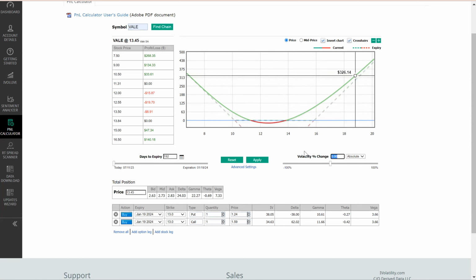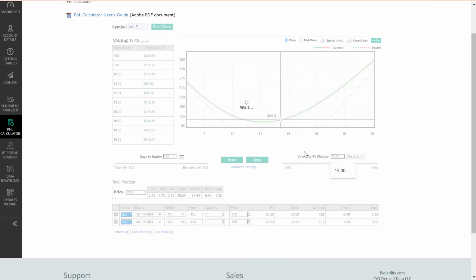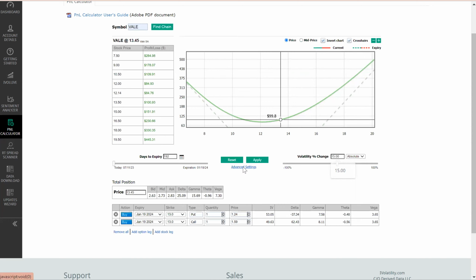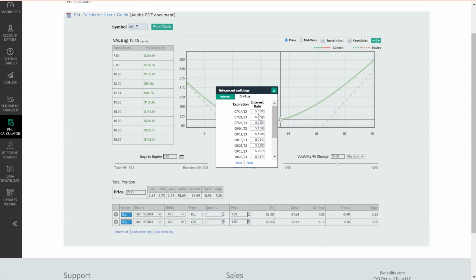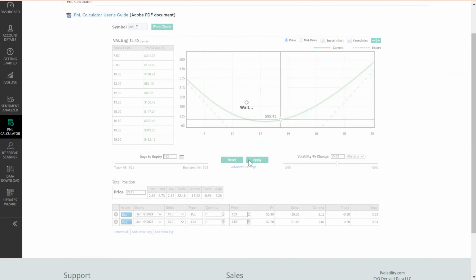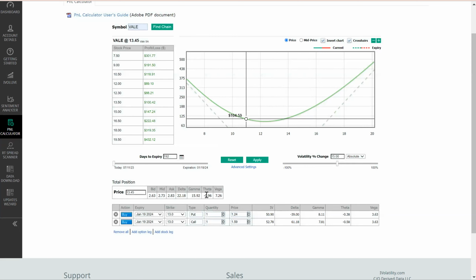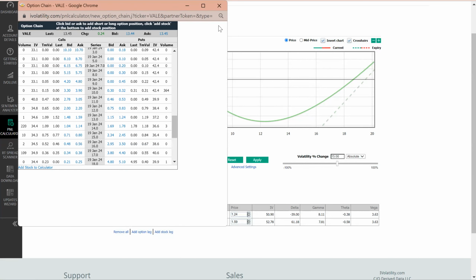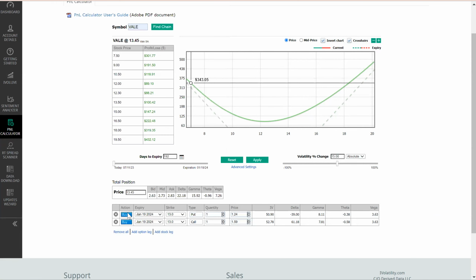And then again, here you could play with the volatility figures, right? You could come here under advanced settings. You could play chairman of the board if you really desire, and you could change the interest rates. You could also change the dividend amount. So this is Vale's current dividend, but you could see what a dividend increase would do to the options prices. Hit apply, and you can see there's a slight adjustment. So those are also really neat things that you could do with the P&L calc. So here you could continue adding options legs depending on what you'd want to do. Butterfly, iron condor, calendar spread.